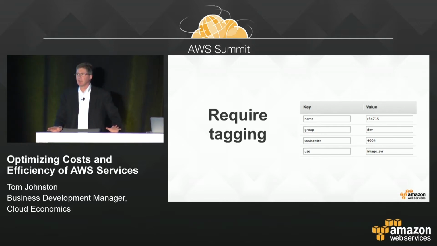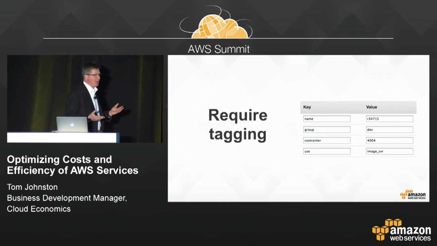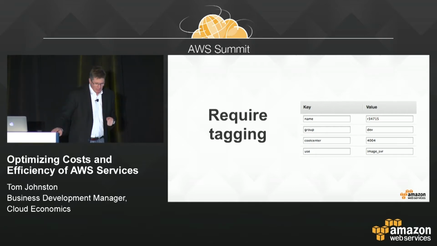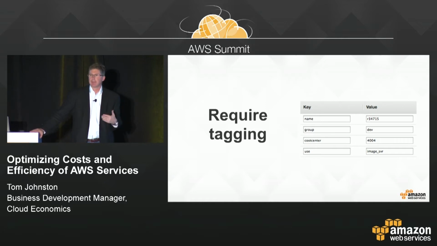Something not on the screen that makes total sense is what I call a sell-by date or a use-by date. So let's say I'm running an experiment. Maybe I'm in the healthcare space and I'm doing an experiment on a new drug or something, and after 3 months, my experiment's going to be over. That instance should be turned off in 3 months.